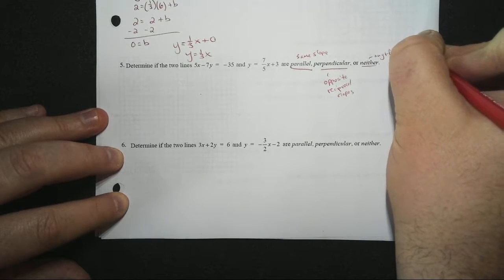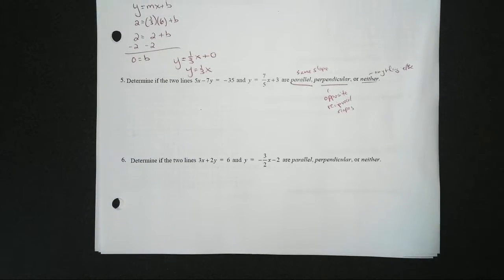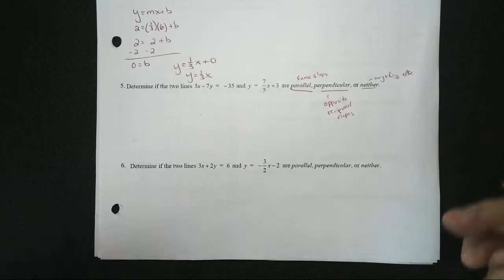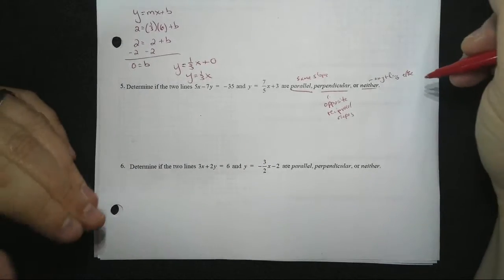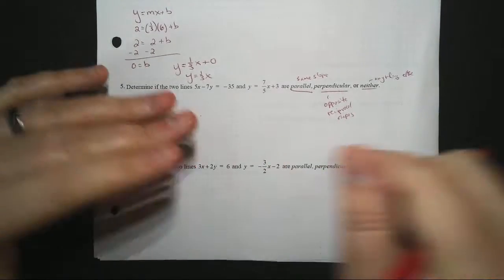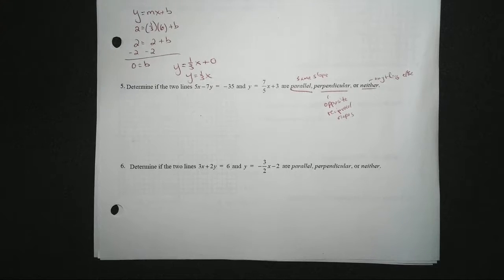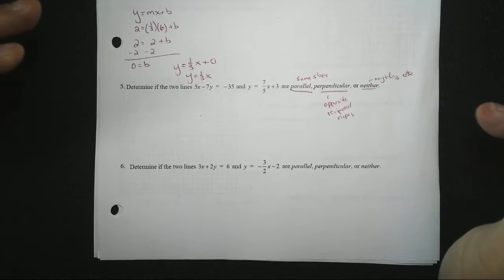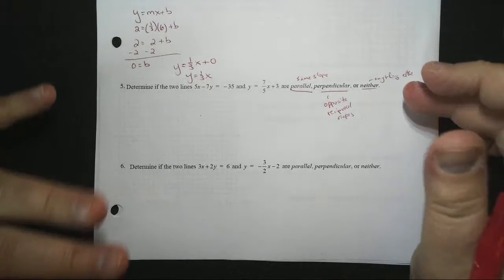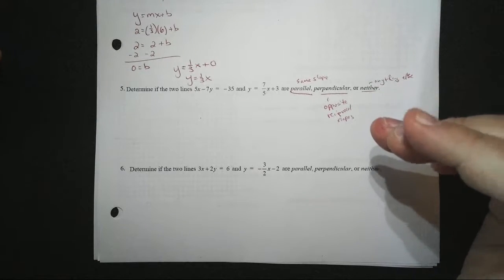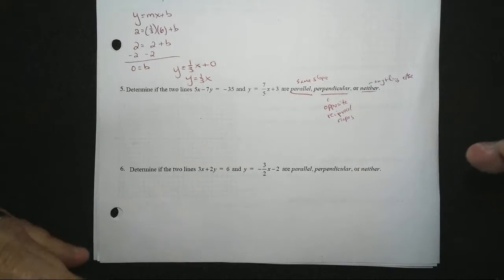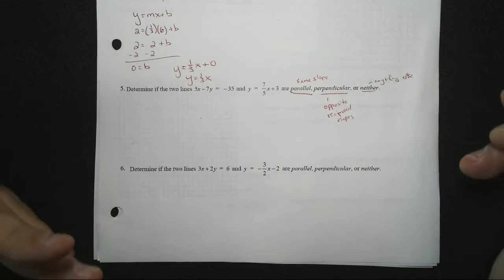If the slopes are not the same and they're not opposite reciprocals, then it's neither. And if the lines happen to be the same, careful with that one. If you solve and you get the exact same line, that's also neither, because the line is intersecting an infinite number of times, so it's not parallel.